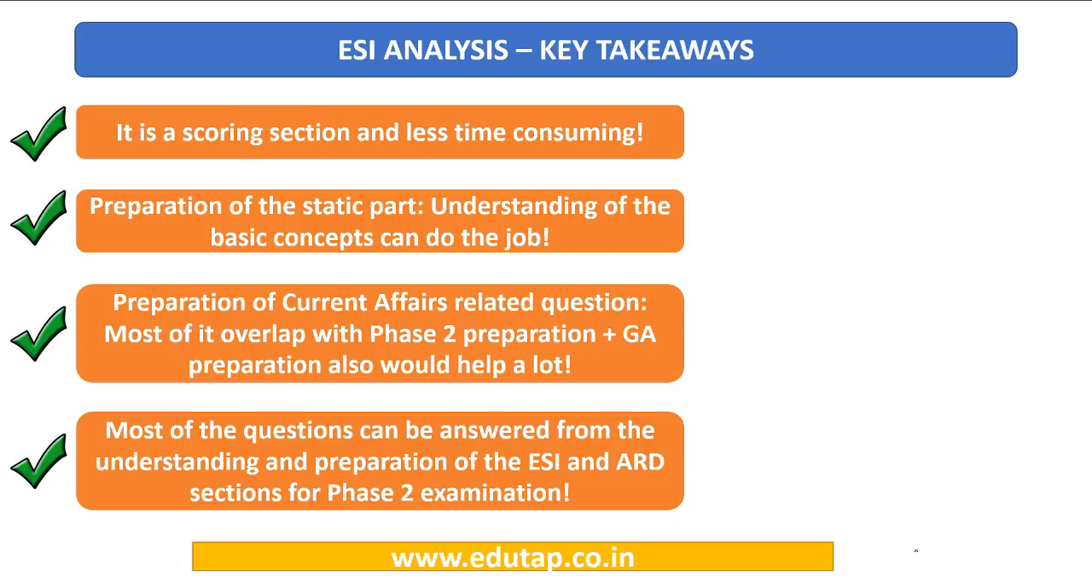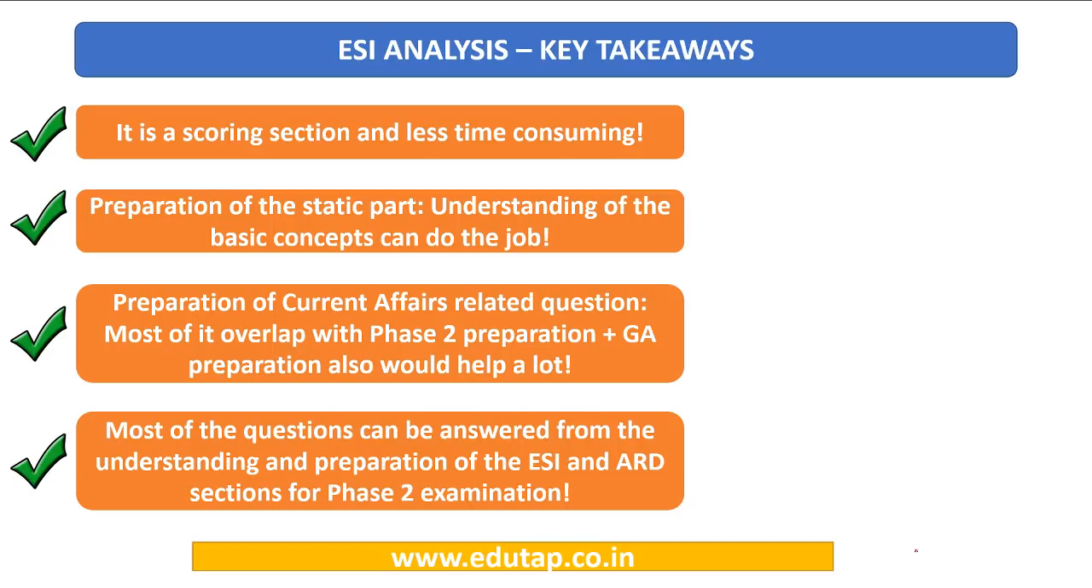Because there is nothing to solve. If you know the answer, you get straight 1 mark. If you don't know, you skip the question. Okay, and the next point here is preparation of the static part. Understanding of the basic concepts can do the job. We had actually seen that 3 to 4 questions can be solved if you just know the concepts clearly.